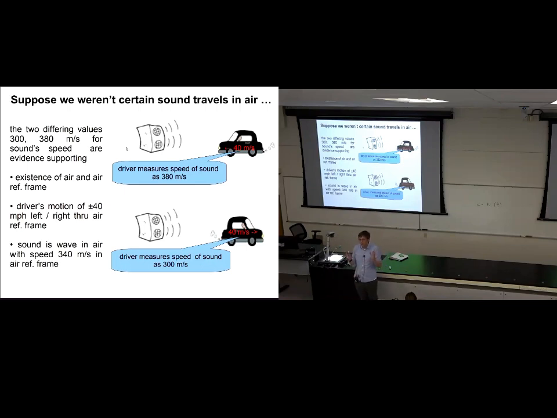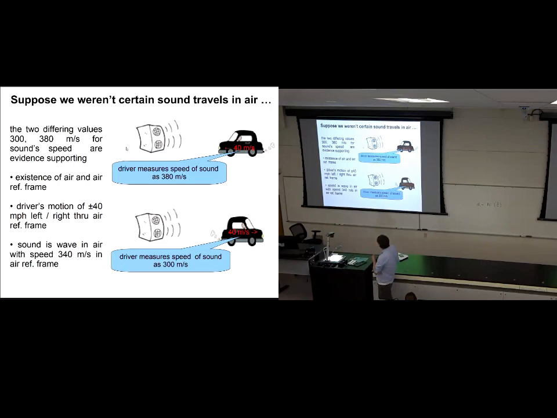Supposing we weren't certain about that fact, then you could actually use the fact that if you drive towards the speaker, you see a higher speed. You drive away from the speaker, you see a reduced, lower speed. You could use that observation of two speeds, approaching the speaker and receding from the speaker, of 380 meters per second and 300 meters per second. You could use that fact to infer or support some ideas, some hypotheses.